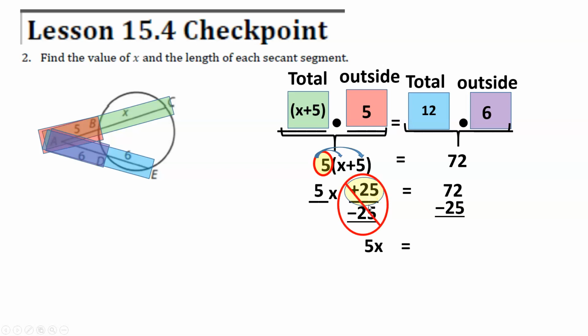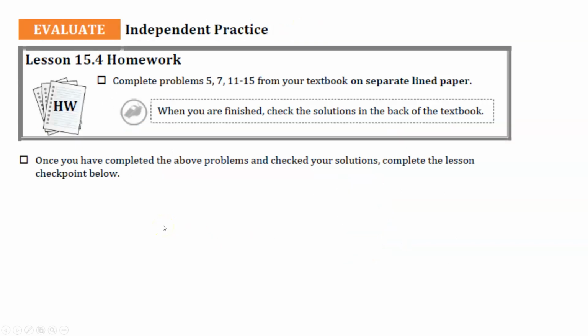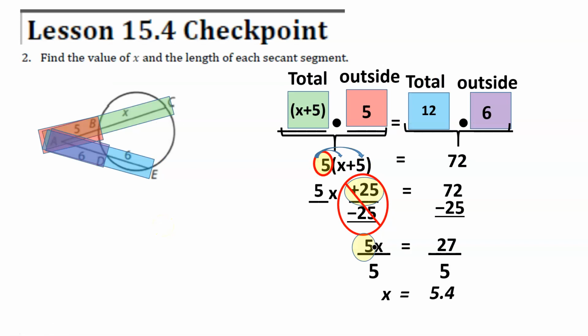And that would be 5x equals, what's 72 take away 25? 27. What's the opposite of multiplying? Dividing. So that would be x equals 5.4. All right, guys. So we found out what x is. Now, since we figured out x is 5.4, I know that essentially if I add those together, that would be 10.4 for AC. And we already know that 6 plus 6, AE is 12.